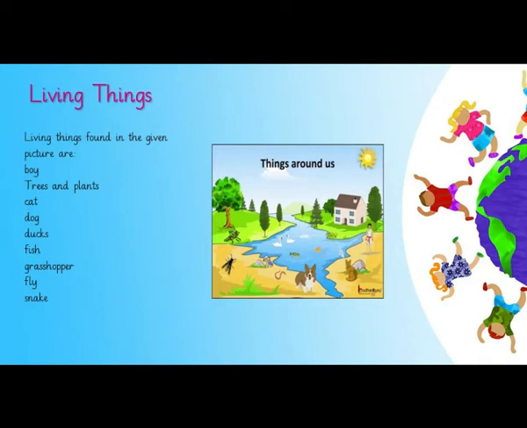Living things found in the given picture are the boy, yes, on the very right. Trees and plants, these are very obvious all around in the picture. A cat, yes, this is also on the right side.